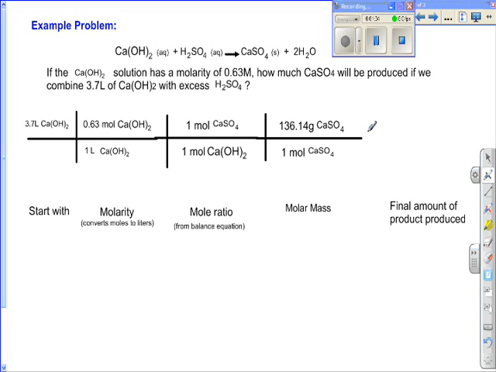From this, simple enough, we just have to do the math. 3.7 times 0.63 times 1 times 136.14 divided by 1 times 1 times 1, which is 1, gives us an answer of 317.34 grams of calcium sulfate will be produced.